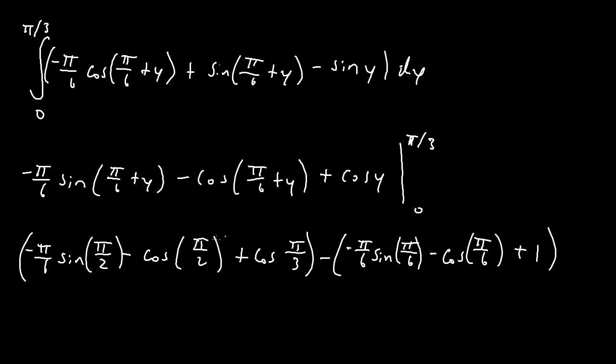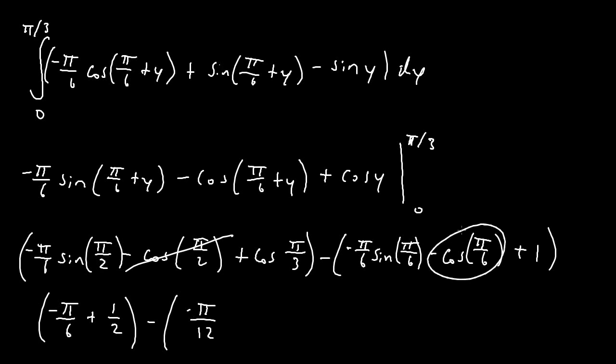Now, cosine of pi over 2 is 0, so that's out. Sine of pi over 2 is 1. 1 times negative pi over 6 is negative pi over 6. And we have plus cosine of pi over 3. And so cosine of pi over 3, or cosine of 60 degrees, is going to be 1/2. So we have plus 1/2 minus, now we have sine of pi over 6, which is also 1/2. 1/2 times negative pi over 6 is negative pi over 12. Minus cosine of pi over 6. Cosine of pi over 6, or cosine of 30 degrees, is square root of 3 over 2. And then we have plus 1.